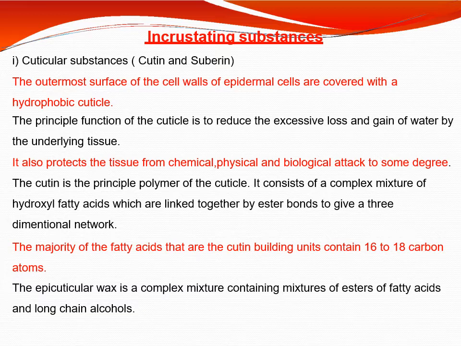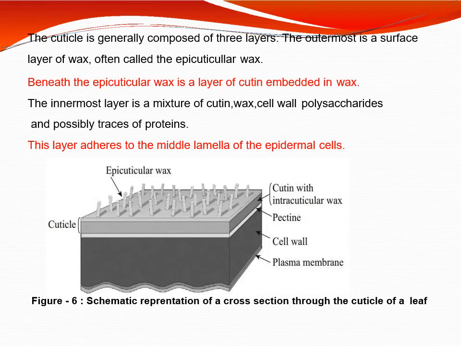Similarly, these substances are meant to give strength to the cell wall, and these substances, which are termed as the incrustating substances, are of few different types. One important amongst them is the chitin and the suberin. The functions of chitin and suberin are given in that slide, and you go through it. They make the cell wall more hard, more rigid, and provide more strength to the cell wall.